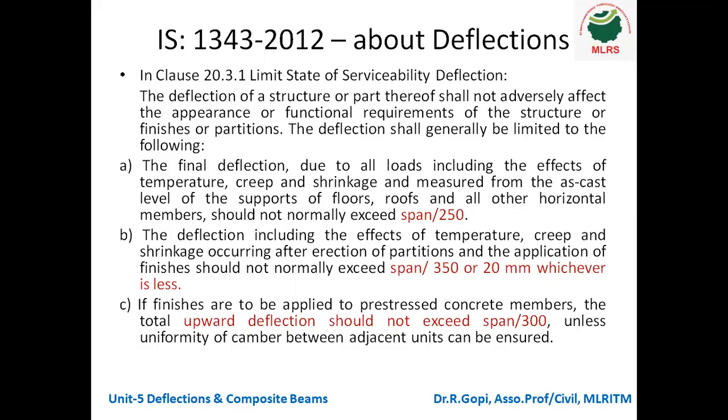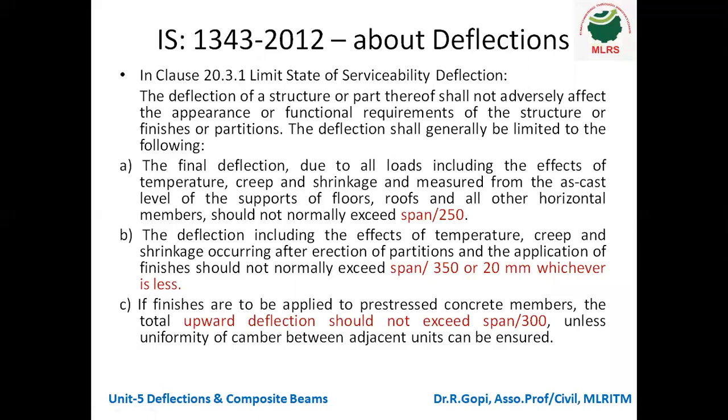Suppose the beam has a span of 10 meters. Span by 350: 10,000 divided by 350 gives 28.57 mm, or 20 mm. Now tell me which one is least? 20 mm only. So the permissible limit is 20 mm. Next, come to the third point.